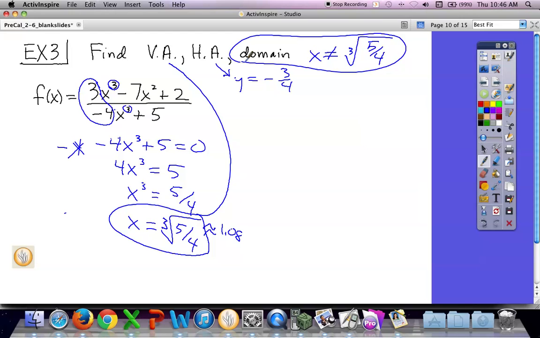They're the opposite of each other, right? The vertical asymptote equals that number. The domain is x does not equal that number.